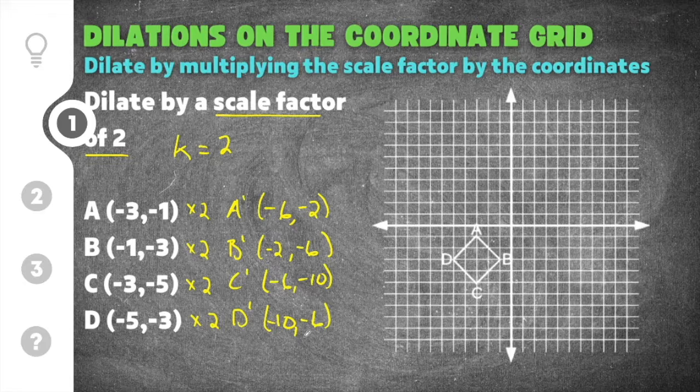Now that we have our new coordinates for the dilation, we can go ahead and graph them. So I'm going to graph A prime. You go negative 6, negative 2, so 1, 2, 3, 4, 5, 6, 1, 2. So here's A prime, and I'm going to label it A prime.